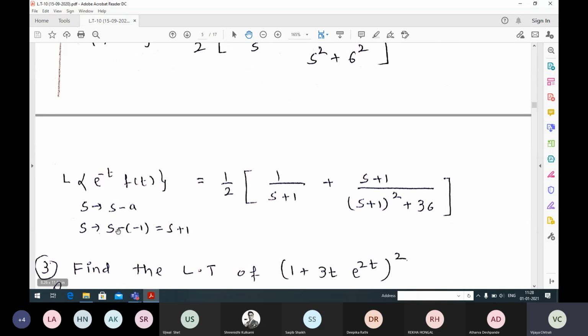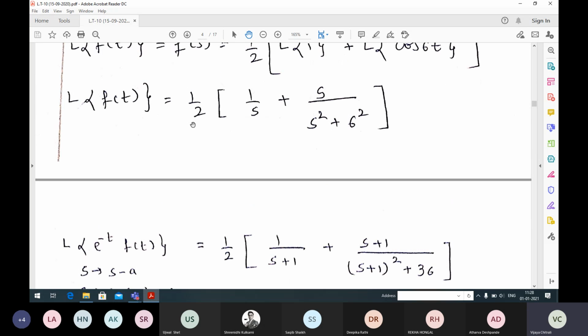A is minus 1. S minus of minus 1 will be s plus 1. It means wherever s is there, replace it with s plus 1. The plus 1 stays as it is. Here also, s square becomes s plus 1 raised to 2 plus 36.